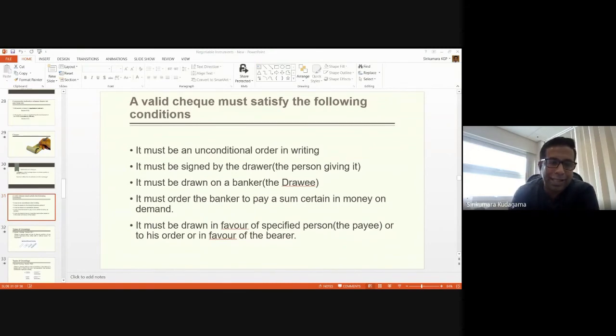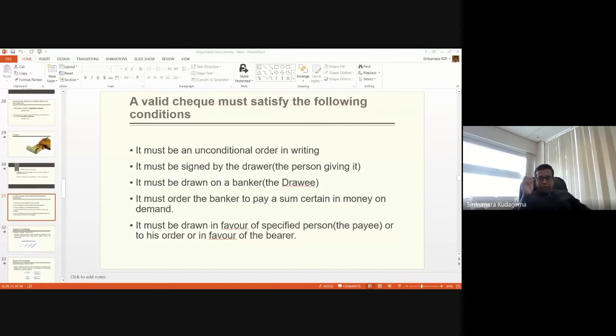So now this is basically a summary of what I just said. A check must be an unconditional order in writing, taken from the definition of a bill of exchange. It must be signed by the drawer, the person giving it, because it cannot be any other person. It must be drawn on a banker. It must order the bank to pay a sum certain in money on demand, not otherwise, not at a fixed time or a determinable future time, but on demand.